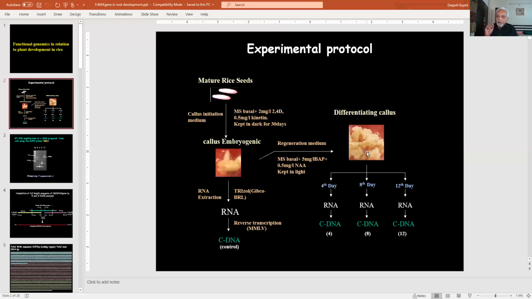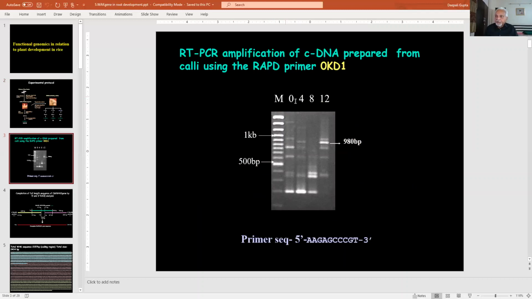Now, this is something which I referred to in a couple of lectures before, different approaches, if you remember. One of the approaches was PCR-based gene discovery methods. So this is one of them, which we very effectively used. When you take the cDNA prepared from 0, 4, 8, and 12 days and use random primers for amplification, you see common amplifications like these bands, which are present in all. This pool of amplicons indicates the common templates present in the samples.